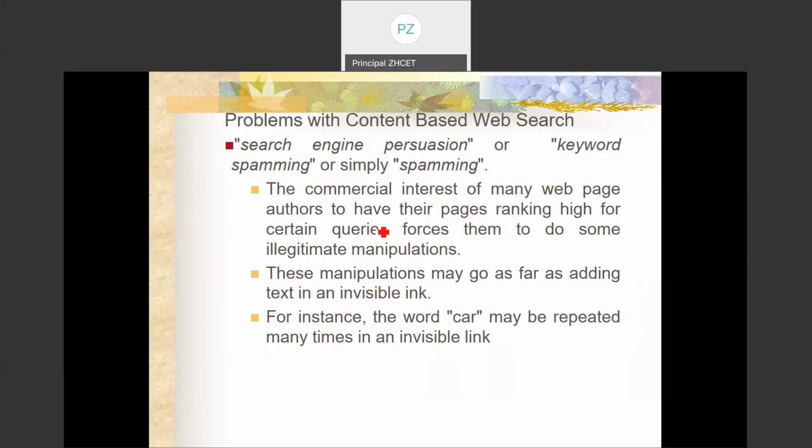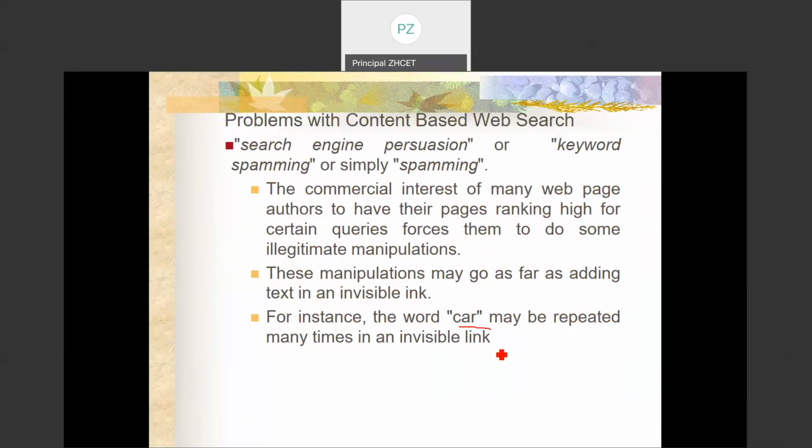The commercial interest of many web page authors to have their pages ranking high for certain queries forces them to do some illegitimate manipulations. These manipulations may go as far as adding text in an invisible ink. When they are writing the page in HTML, they can use the color of the text the same as the color of the background. That way, they can write catchy words like car, maybe repeated many times in an invisible ink. When the user reaches there, he or she finds no anomaly because it's all hidden from the naked eye.